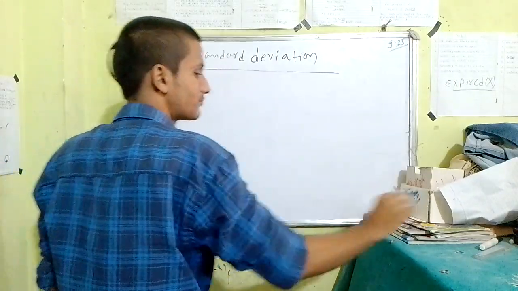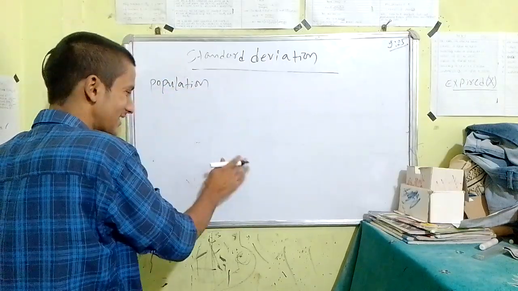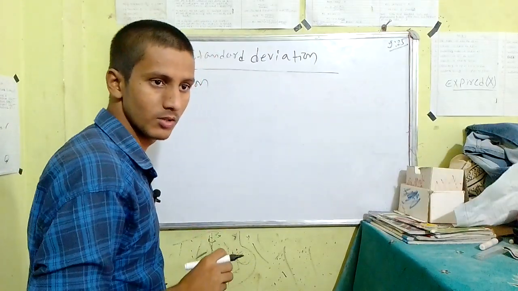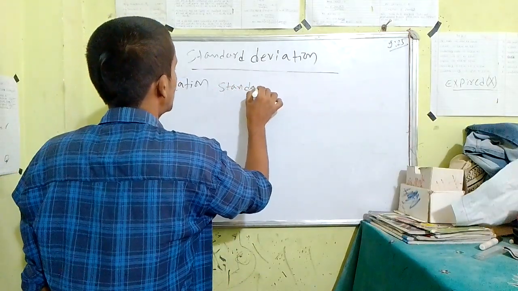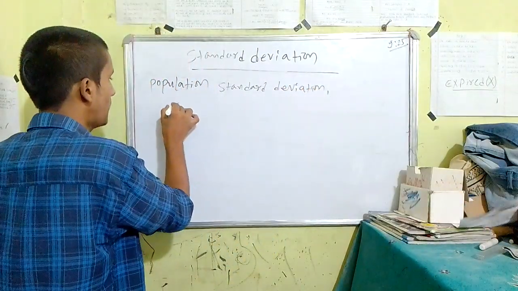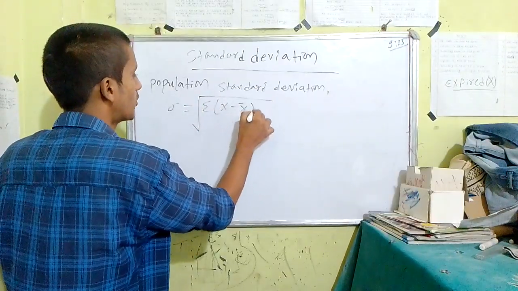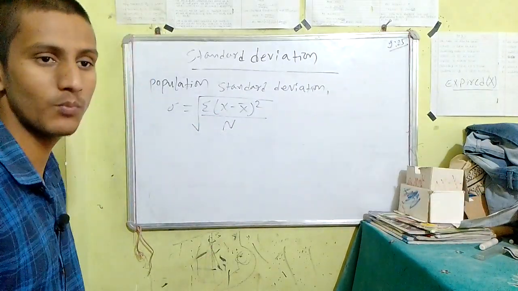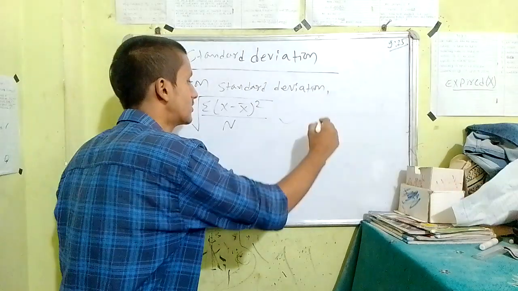Again, we're only going to talk about population standard deviation. It's good to know both, but at this level only the population standard deviation is given. The population standard deviation, sigma, is the square root of the summation of x minus x bar whole squared over capital N. Capital N is for population. So this is the formula for standard deviation.